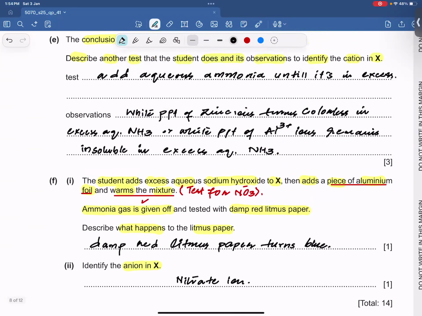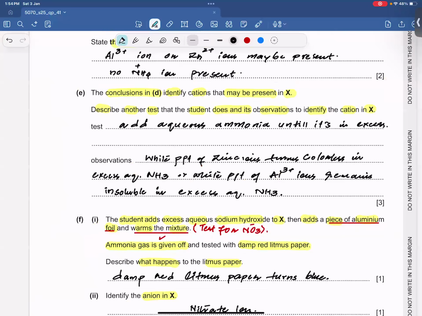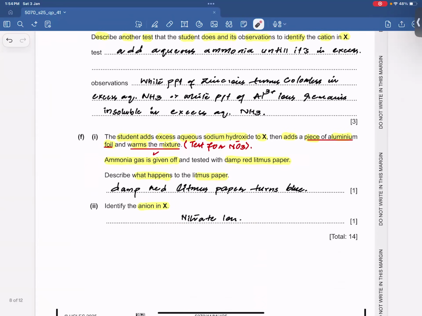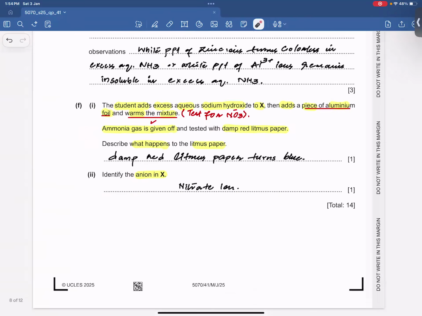Which means this salt X has one cation and one anion. So one cation could be aluminum or zinc, and one anion is nitrate ions. Okay. So that's the end of this question number 3. Let's move on to the next part of the question.